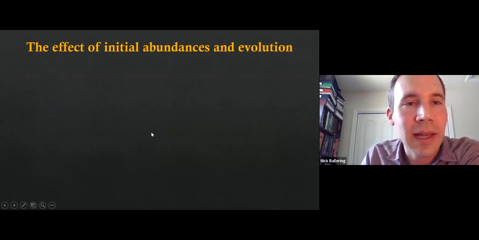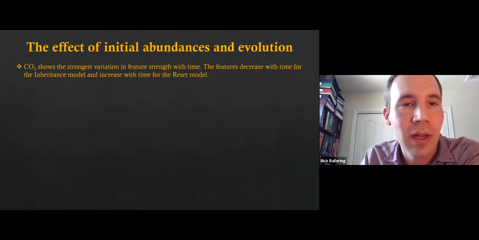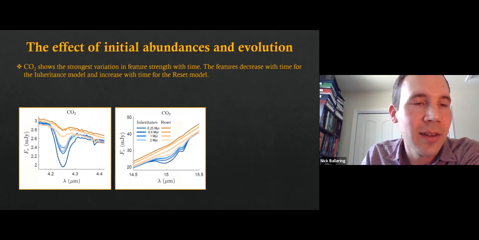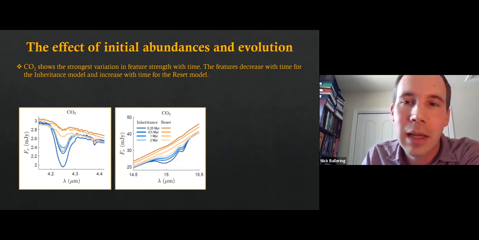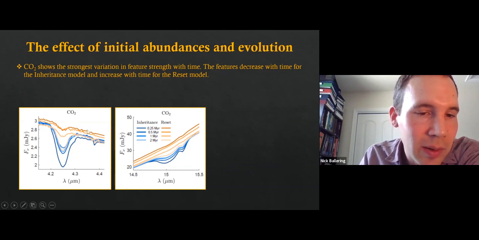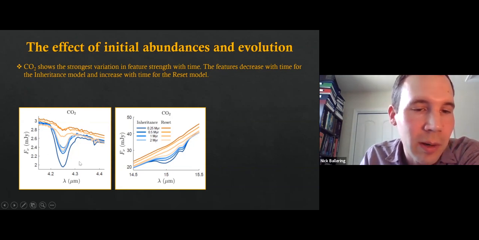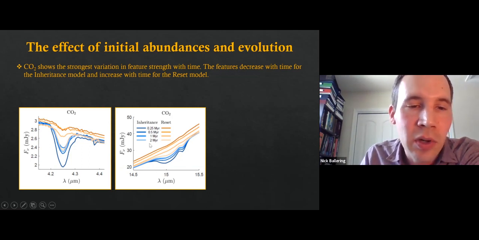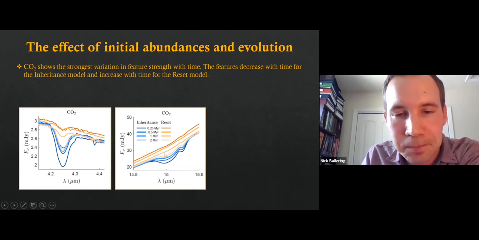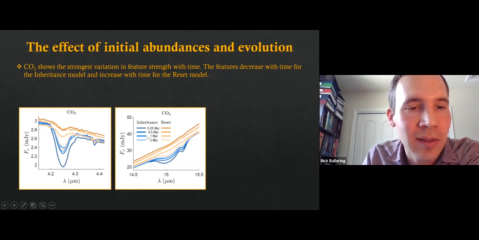So now let's take a look at the effect of the initial abundances and the subsequent evolution. Of the ices, the CO2 shows the strongest variation in its feature strength with time. You can see that both in the feature around 4 microns and the feature around 15 microns. The blue curves are for the inheritance model. The orange curves are for the reset model. And in both, time moves forward from dark to light in color.